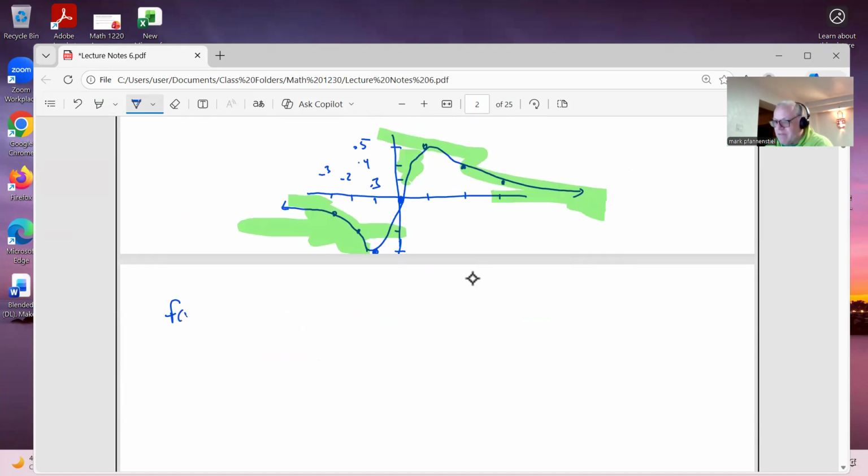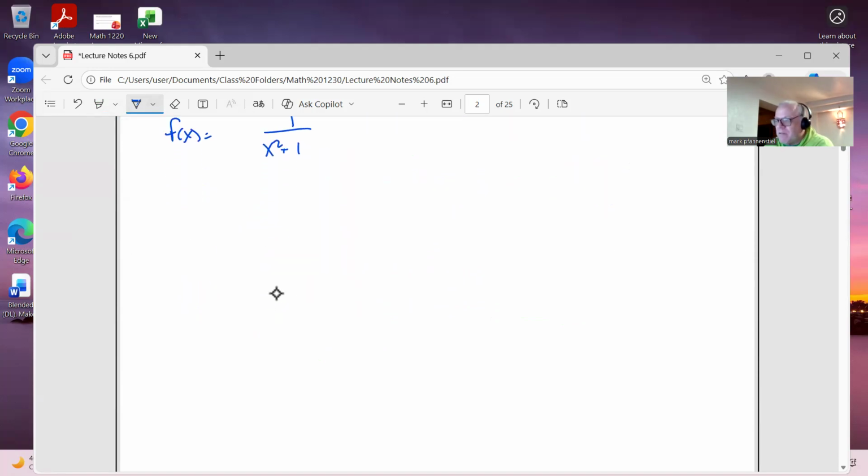Let me go ahead and pick f of x equals 1 over x squared plus 1. And I'm going to do the same thing. I'm just going to pick some points, plot them, and then see what happens here. So we have the x, we have a y value. It's 1 over x squared plus 1. I plug in 0. We have 1 over 0 squared plus 1. That's 1 over 0 plus 1 is 1. And we end up with a 1.